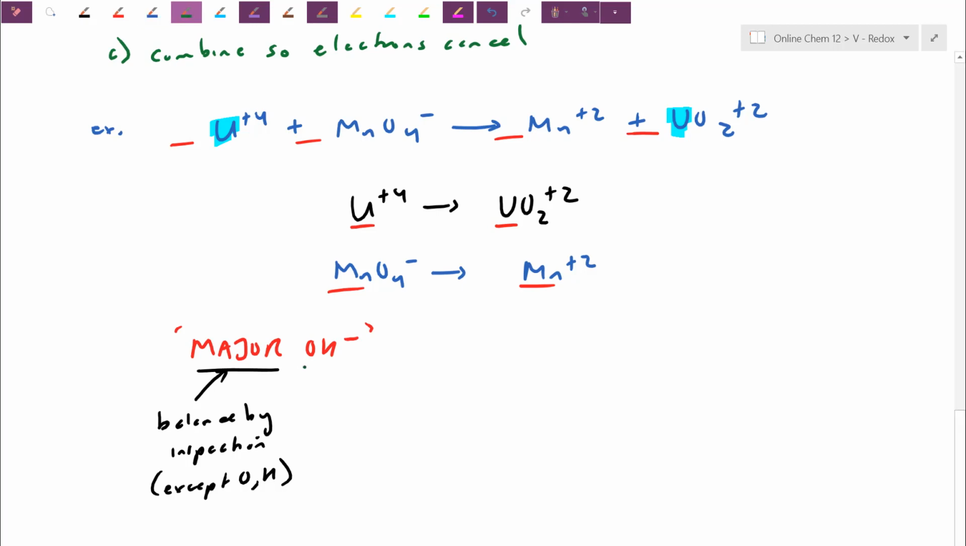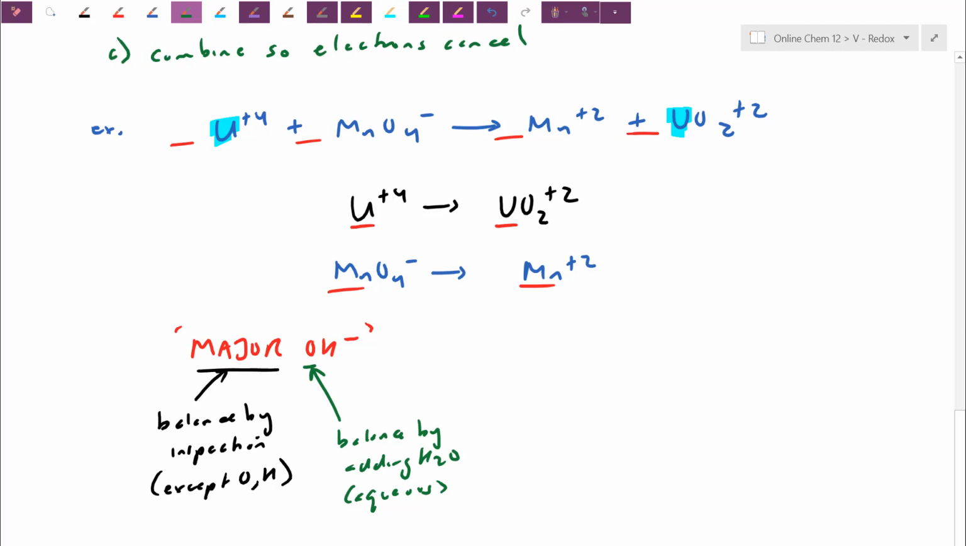Next I'm going to balance the oxygens, right? For the oxygens, I'm going to balance them by adding waters. Turns out a lot of these redox equations, because they involve chemicals that are charged, usually actually take place in aqueous solution. Because we are in solution, we're going to have water present. Water will help me make sure the oxygens are accounted for.